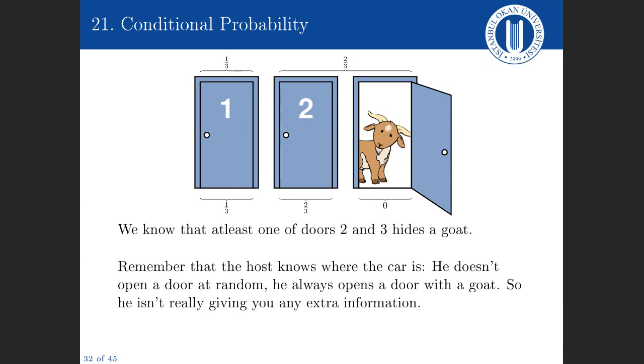The host knows where the car is. He doesn't open a door at random. He always opens a door with a goat. So the host is not giving you any extra information. This means that the probabilities don't change to a half and half. They stay at one third and two thirds.